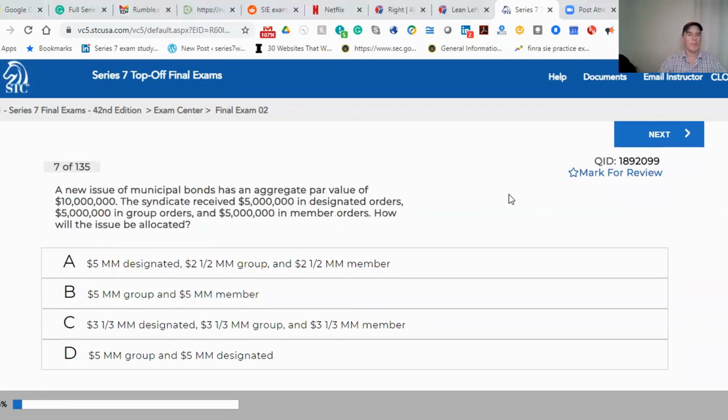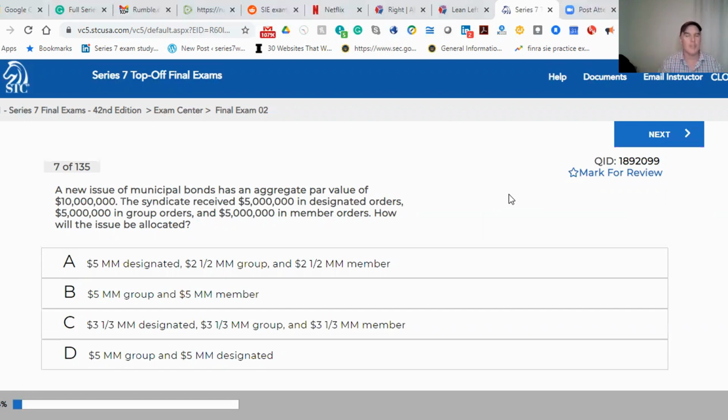This is where I'm going to screw it up. A new issue of a muni bond has an aggregate par value of 10 million. The syndicate gets 5 million in designated orders, 5 million in group, and 5 million in member orders. How will the issue be allocated? So I have to remember my acronym from my video. I'll try to put it up here, the acronym video.